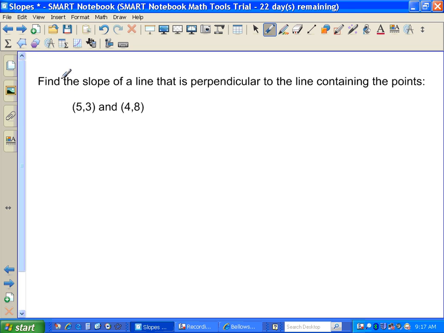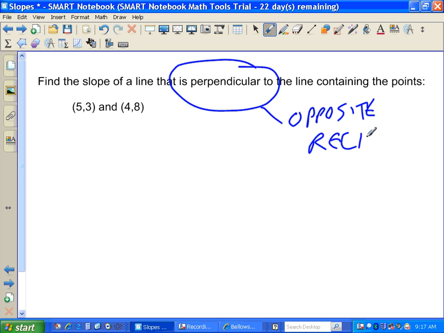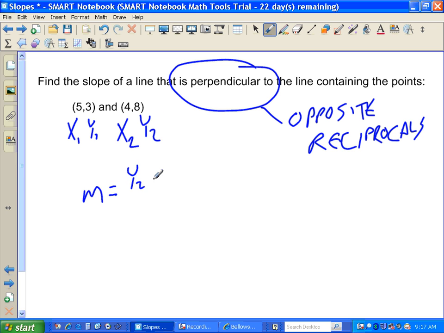Now here's the money shot: find the slope of the line that's perpendicular to the line containing the points. All right, so this time perpendicular. So we're looking for the opposite reciprocals. Let's see. We've got to find the slope of this one. X1, Y1, X2, Y2. Slope is y2 minus y1 over x2 minus x1.